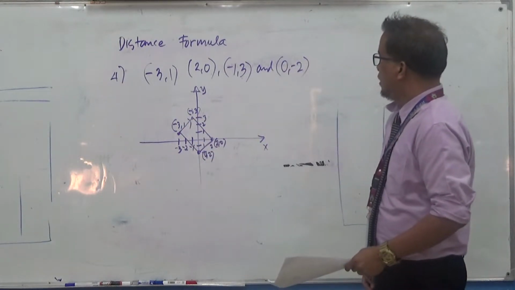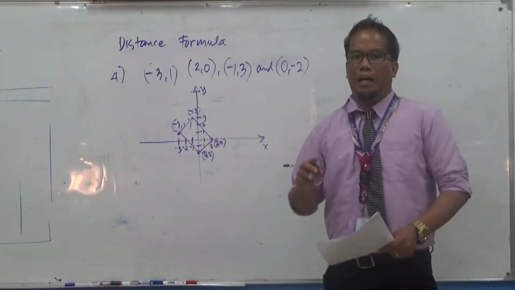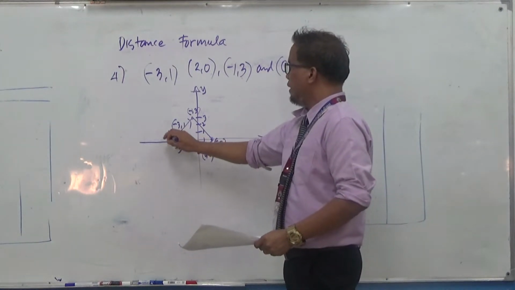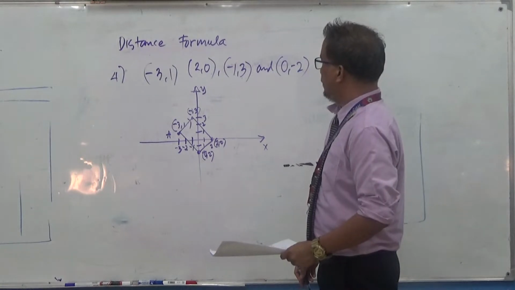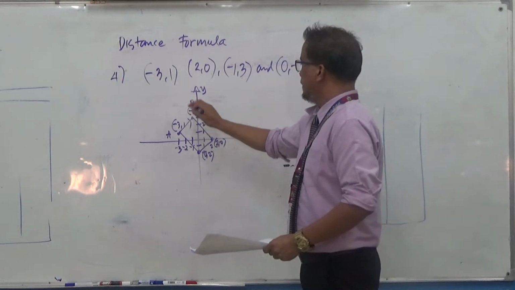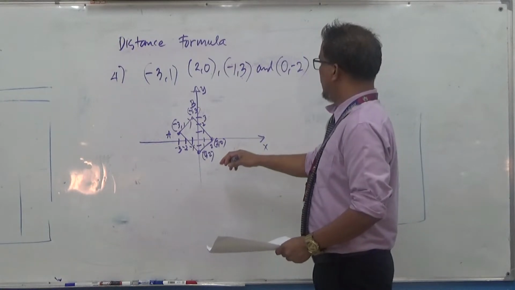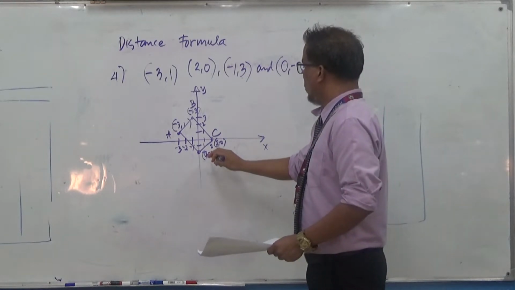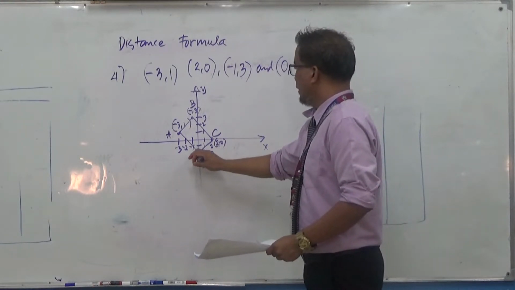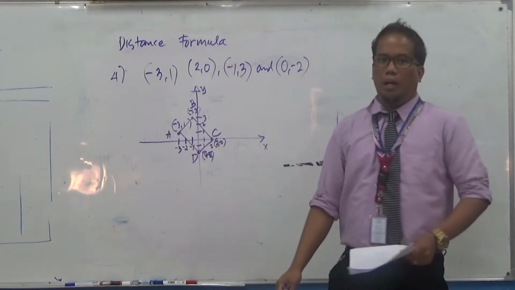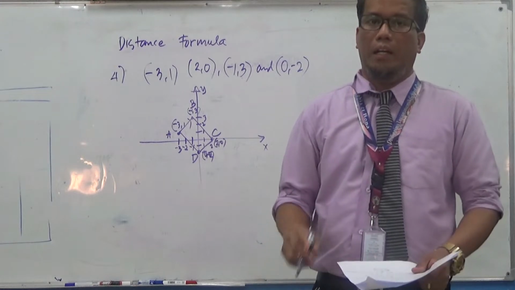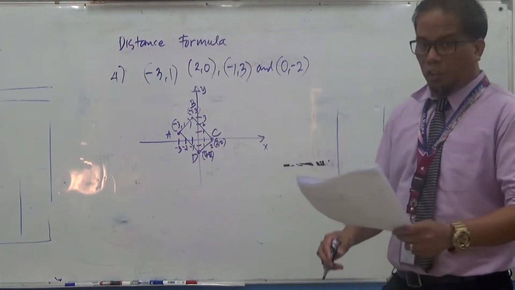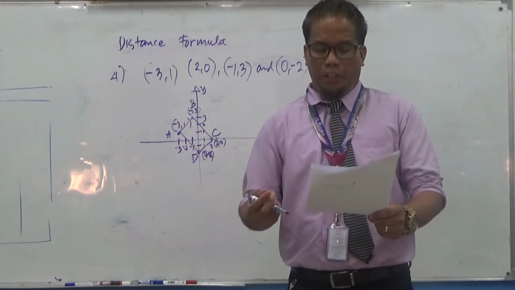So it's a rectangle. Then, if we assign letters here, let's say (-3, 1) will be point A, then (-1, 3) will be point B. Then (2, 0) is point C, and (0, -2) will be your point D. Okay, so the name of the rectangle will be ABCD.